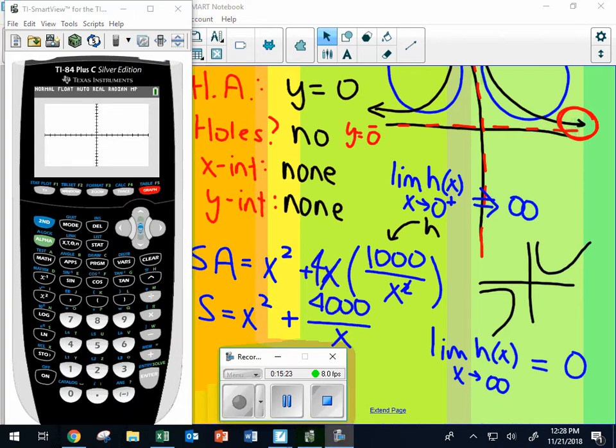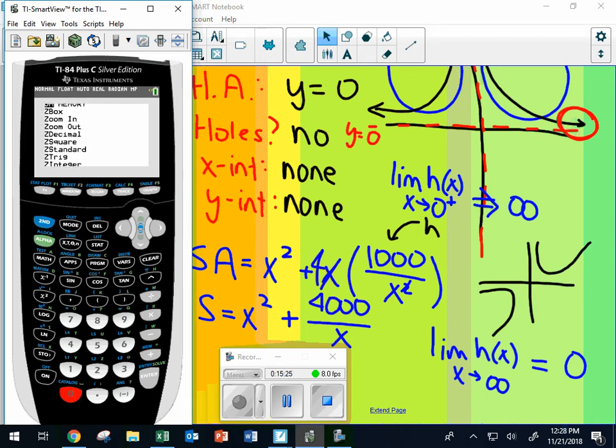Starting up a recording again, I need to go back to Zoom 0, and I need to get my graph looking like this. So you'll have one part of your graph down in this quadrant 3, and one part of your graph up in quadrant 1. That is what we need right now. If you have something in quadrant 2, don't worry about it. We're just focusing on quadrant 1 for today.